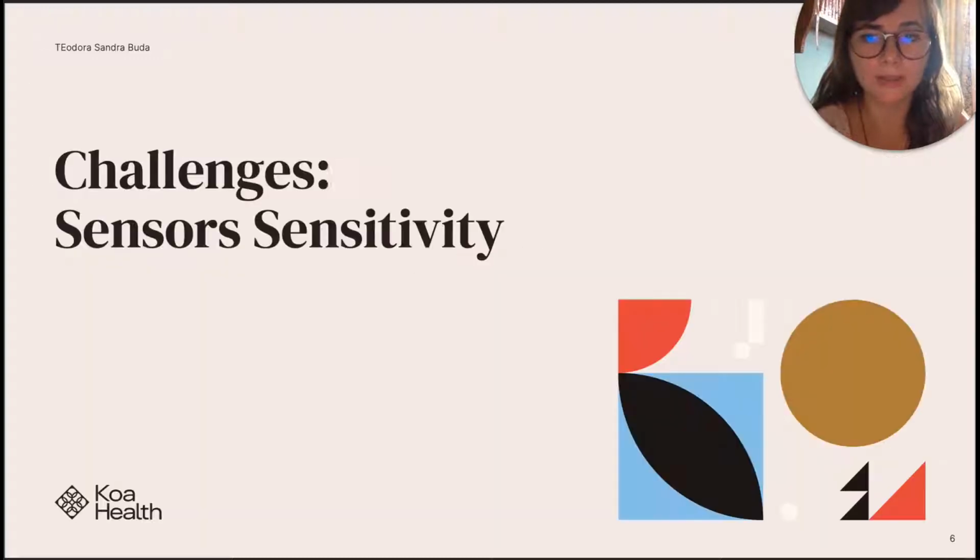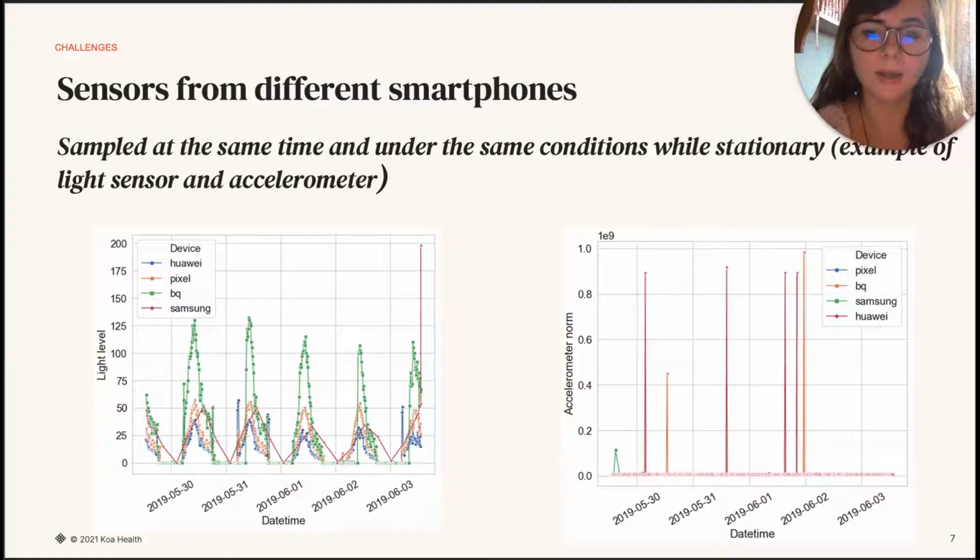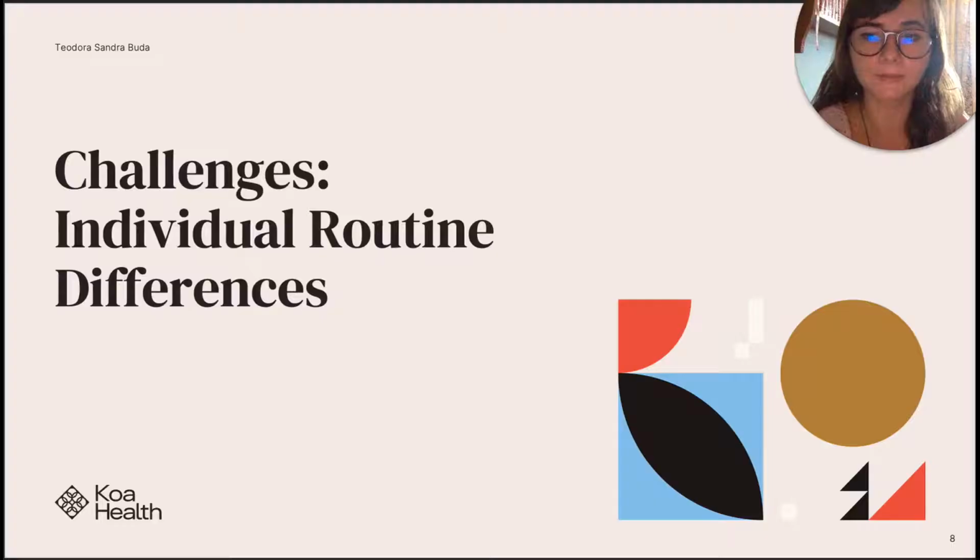More on the challenges. First, we start with sensor sensitivity. Here, we took data from different smartphone devices, locked in a room for 5 days, and without any interaction with these phones. And as you can see, the light sensor and accelerometer show very, very different readings depending on the device type. This, of course, can influence the machine learning model.